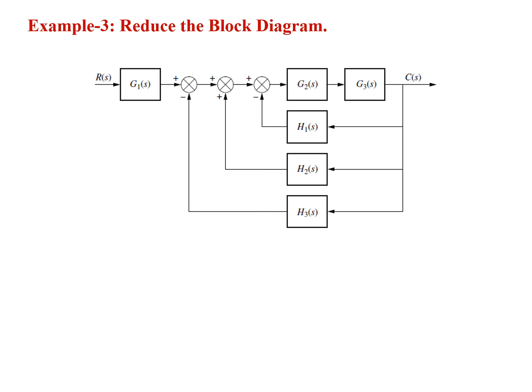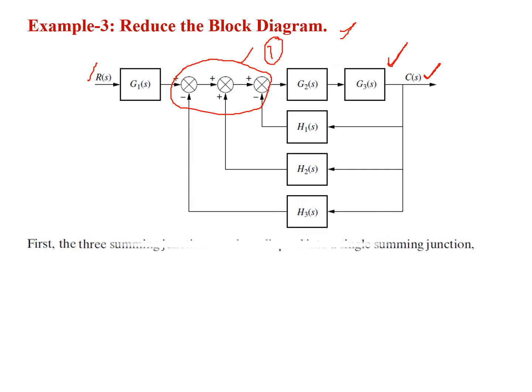Coming to the next problem, reduce the block diagram. Here this one is our block diagram. Now we have to reduce this block diagram. Here R of S is the input and C of S is the output. If we observe clearly these summing points, we are having these three summing points. Now we are going to collapse these three summing points into a single summing point. Okay, 3 summing junctions can be collapsed into a single summing junction.